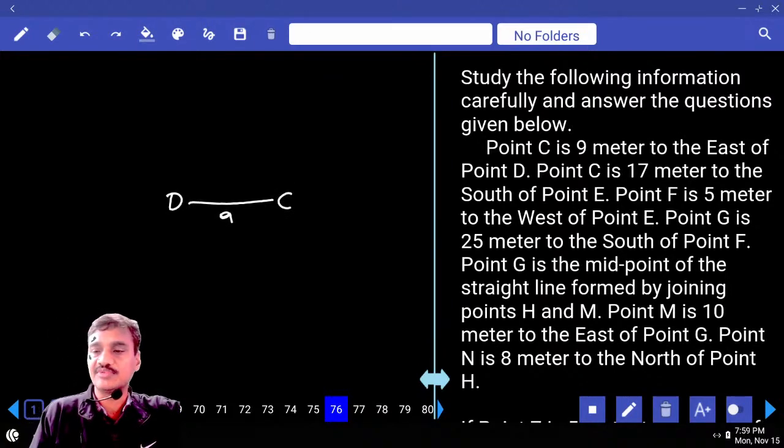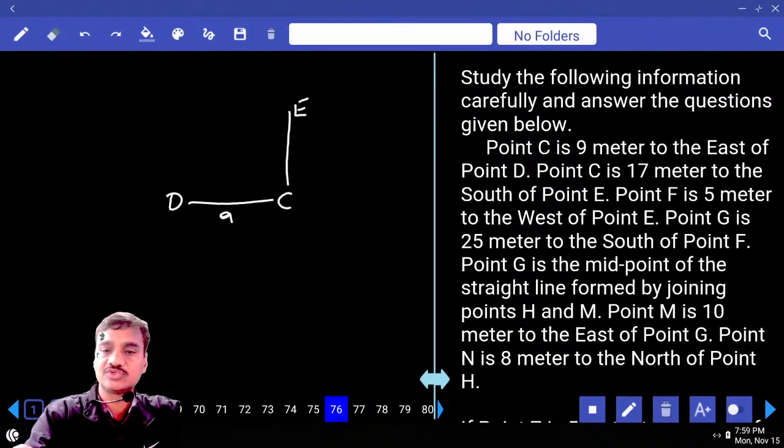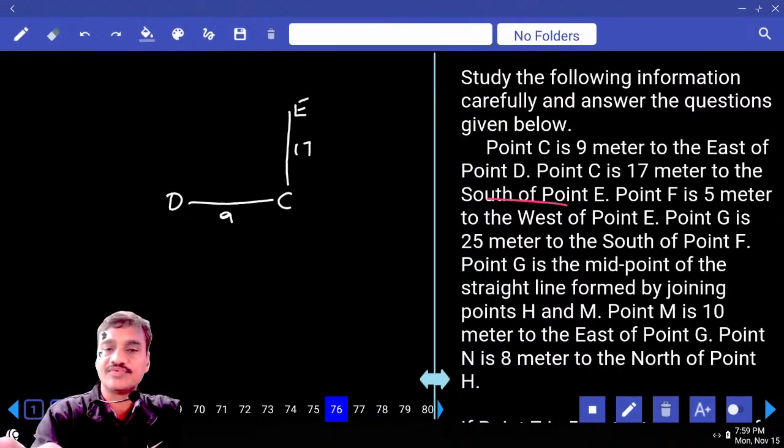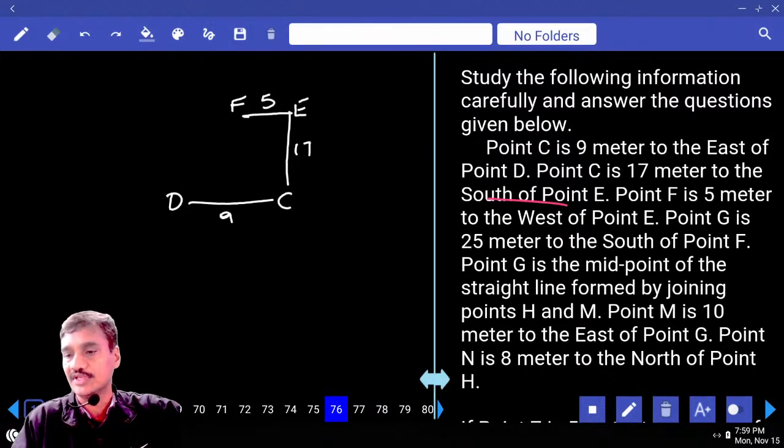C is 17 meters to the south of E. Now this C and E, what is the distance between these two? 17. And C is 17 meters to the south of E. F is 5 meters to the west of E. What is the distance we have? 5 meters.